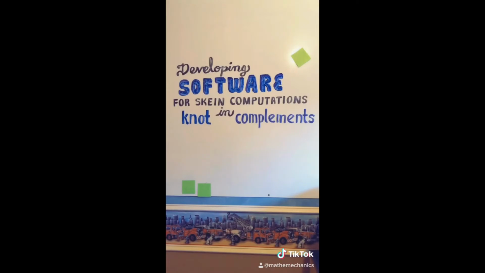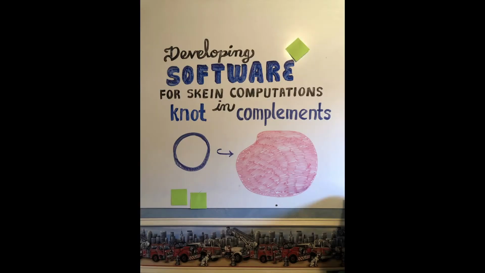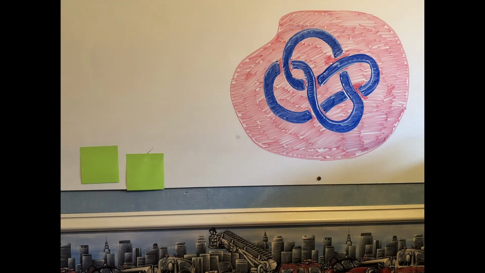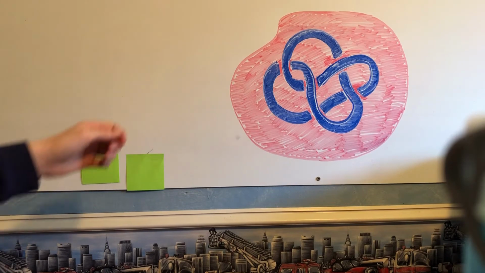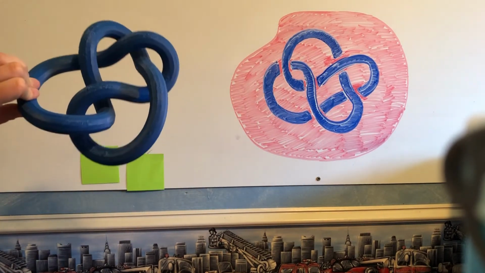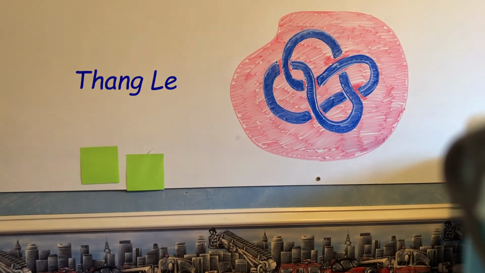In this talk, I would like to explore the use of software in performing Skein computations in knot complements. Recall that the knot complement is obtained by removing a neighborhood of the knot in S3. For the moment, we restrict ourselves to the rather large family of two-bridge knots. This is because the basis of the Skein module of the knot complement in this case is well understood thanks to the work of Tong Lei.